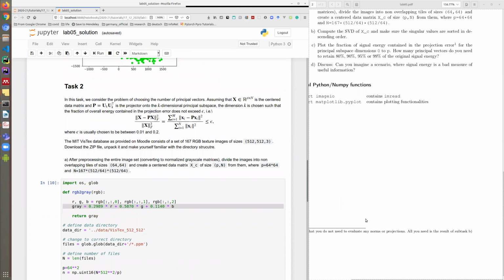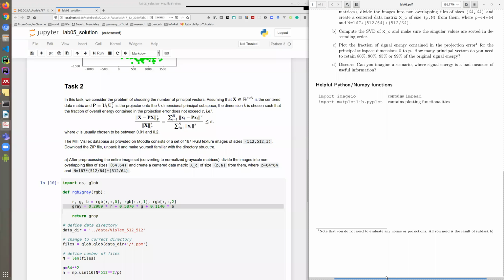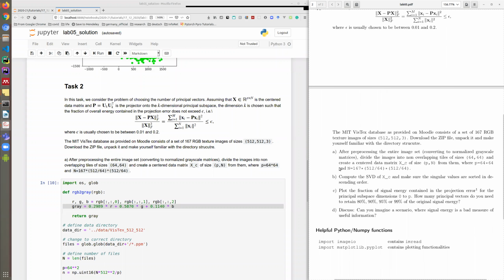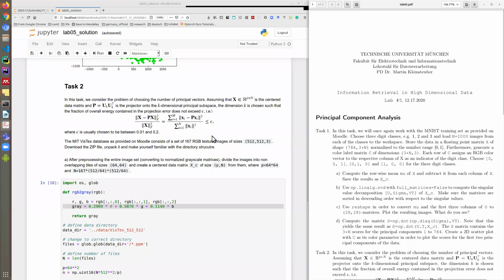So that was all for the PCA related assignment, the second task that we needed to do in our lab today. I will now stop the recording.